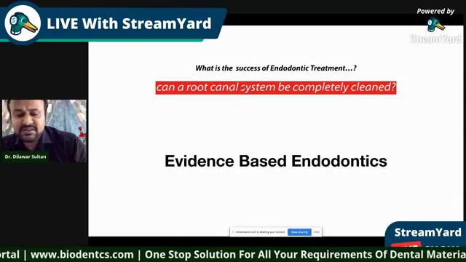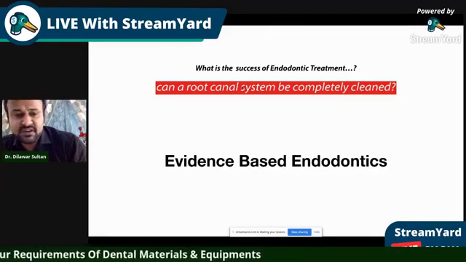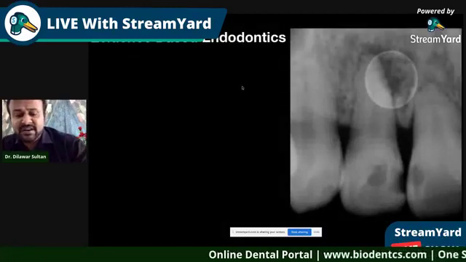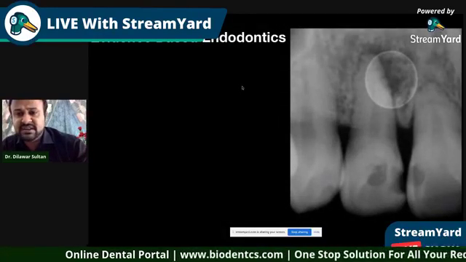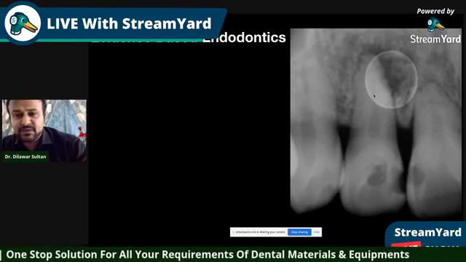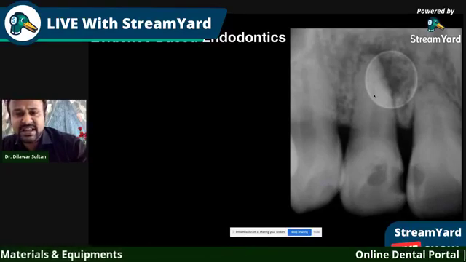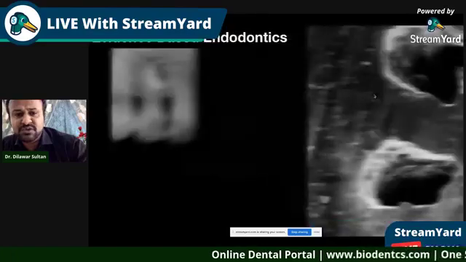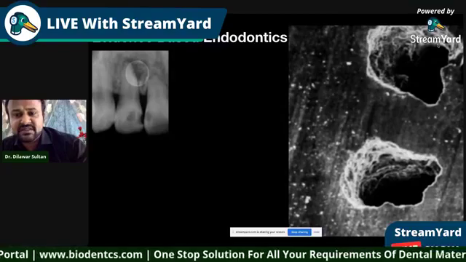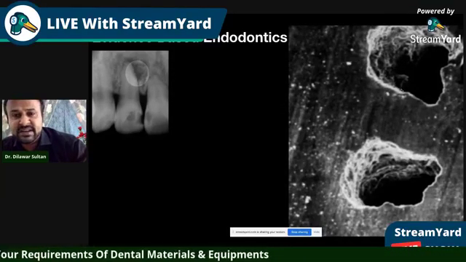Talking about evidence-based endodontics, from an article in the Journal of Endodontics, this tooth was treated inside the patient's mouth. You can see there's a periapical lesion on the central incisor. This was opened and cleaned, not obturated. It was cleaned and then extracted from the patient's mouth. After extraction, you can see the external root surface. The dentinal tubules are open. There are no microbes in here. It's all clean.